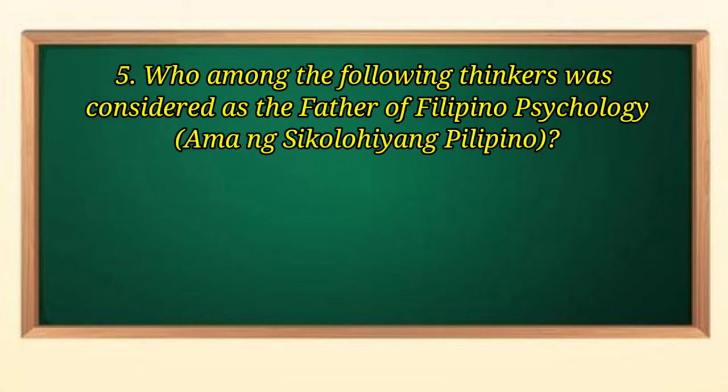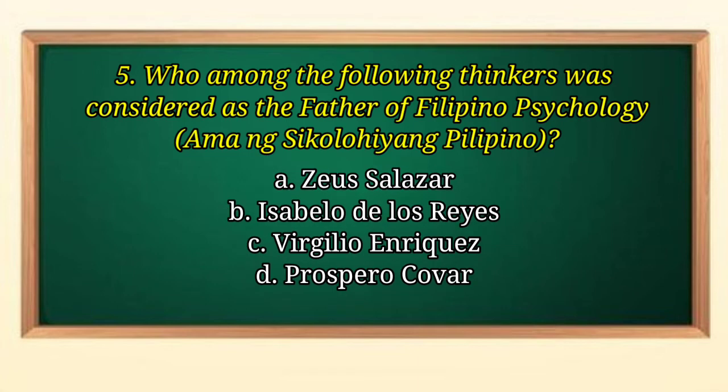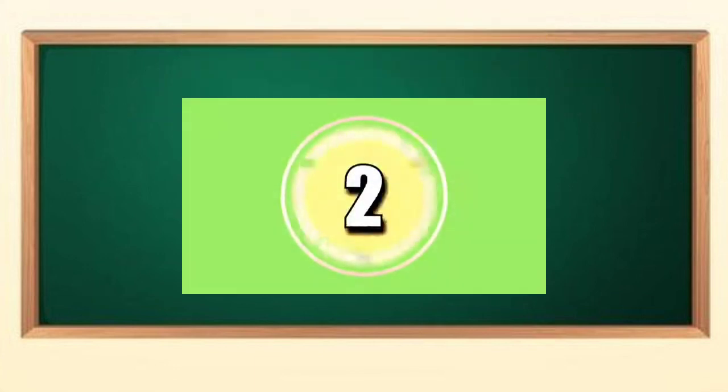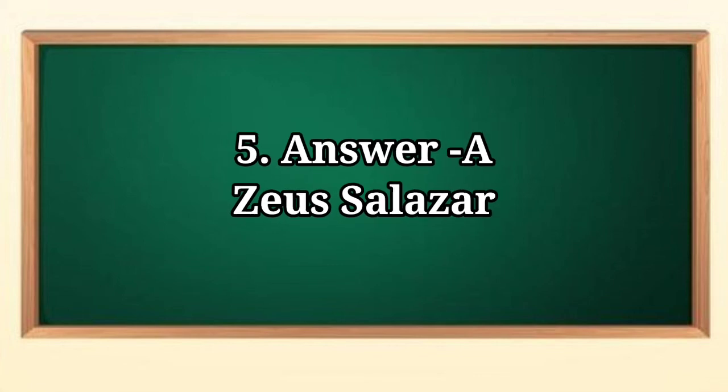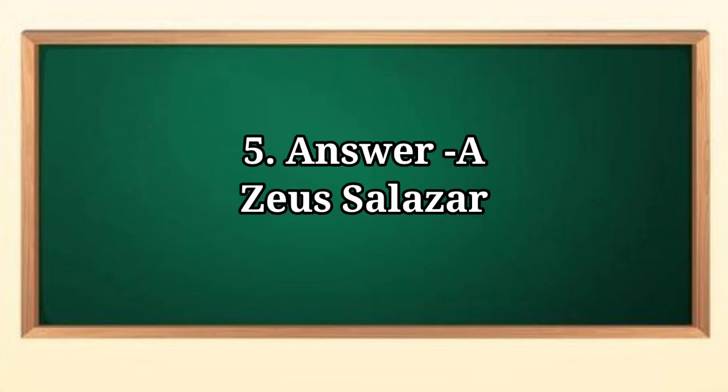Number 5. Who among the following thinkers was considered as the father of Filipino psychology or ama ng Sikolohiyang Pilipino? Letter A, Zeus Salazar. Letter B, Isabelo de los Reyes. Letter C, Virgilio Enriquez. Or letter D, Prospero Covar. Very good! The answer is letter A, Zeus Salazar.